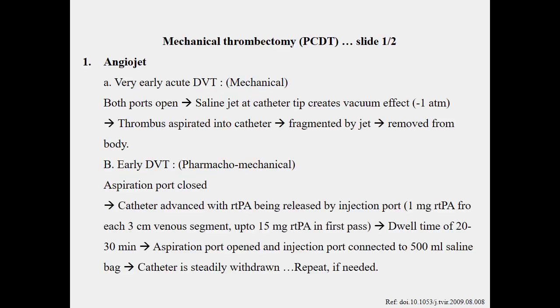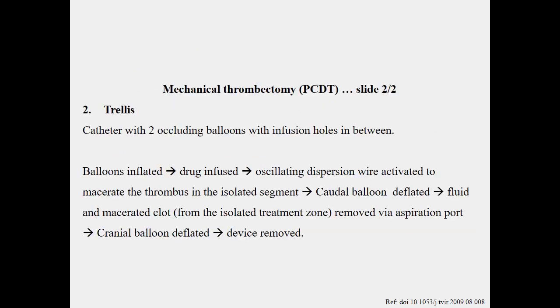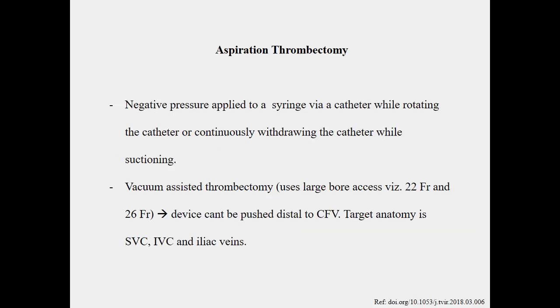Now, in this work, we rely on two basic machines, which are called AngioJet and Trellis. We all know, we have seen the mechanism of action of these machines. I am not going into the details of the action of that. We can do significant debulking followed by rtPA or tenecteplase to clear up the rest of the clot burden and to make the thrombosed vein open. We can also do aspiration thrombectomy for the same reason.